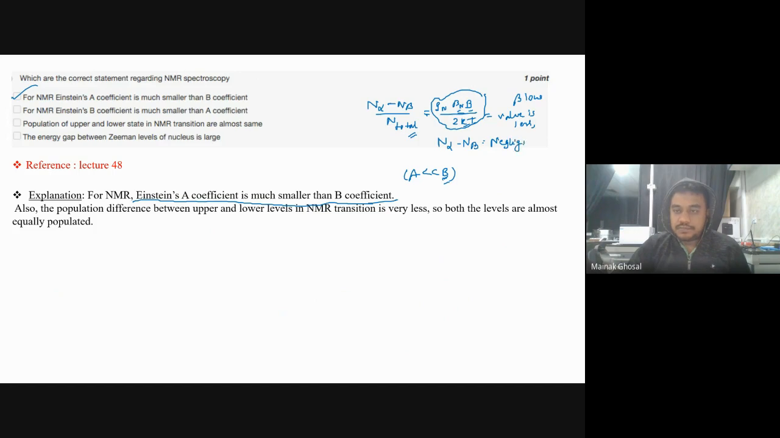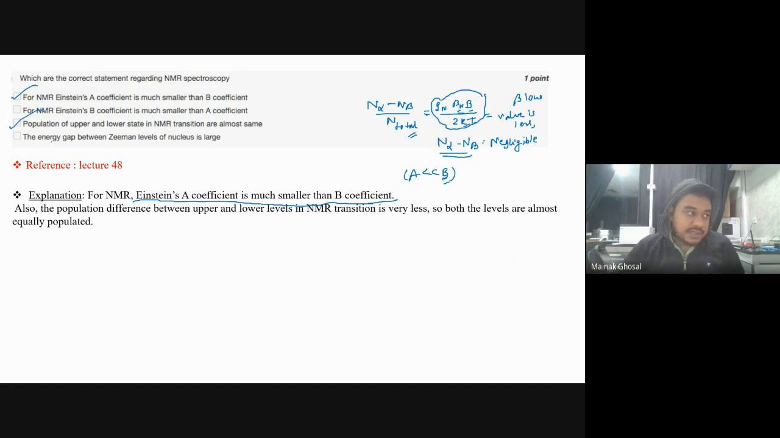Okay. What does it suggest? This suggests that the difference between the population of these alpha and beta levels is negligible, very very less. So the population of these two levels is almost the same.